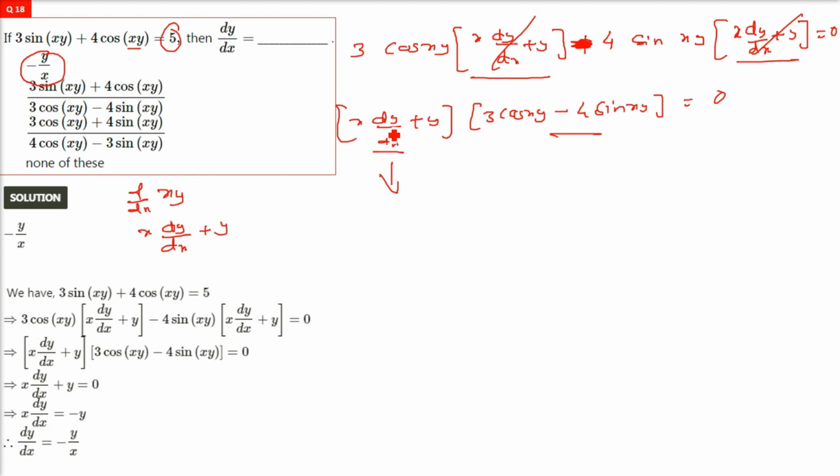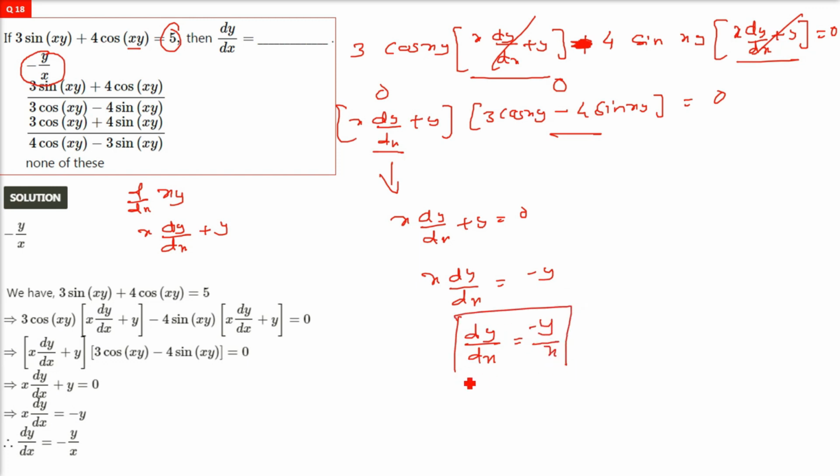So eventually x dy by dx plus y will be equal to 0. Because of these two terms, either of them has to be 0 or both of them have to be 0. So we are taking x dy by dx plus y equals 0. So y goes here, minus y. dy by dx will give you minus y by x. This is your first option.